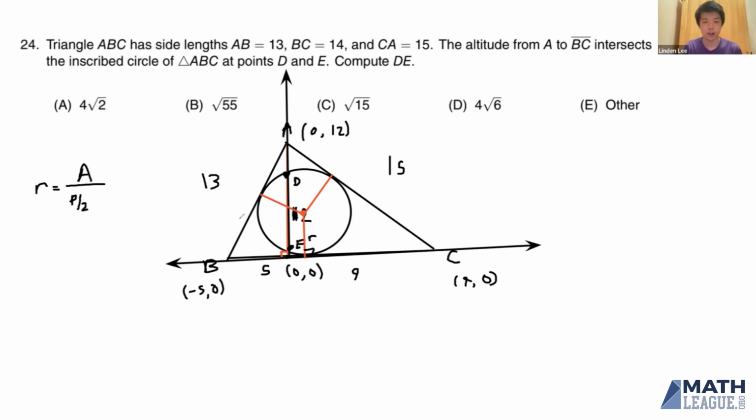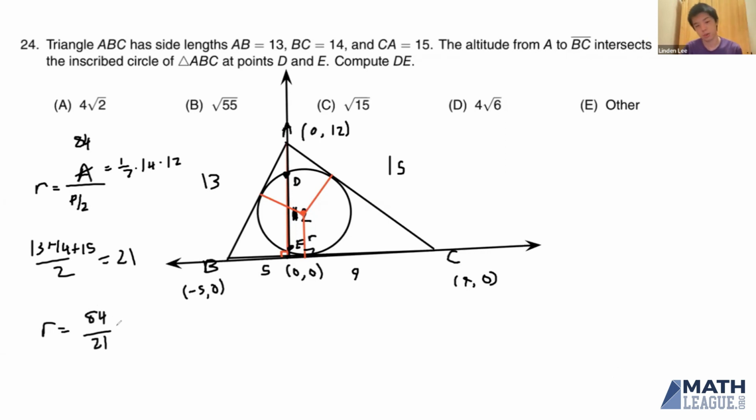Now, the area of this triangle is equal to 1/2 times the base 14 times the height 12, which is 84. So this area is 84. The half of the perimeter is 13 plus 14 plus 15 divided by 2. And if you add this up, 13 plus 14 plus 15 is 42, divided by 2 is 21. So your in radius, r, is equal to this area, which we can calculate to be 84, divided by the semi-perimeter, which is 21. The in radius is equal to 4.